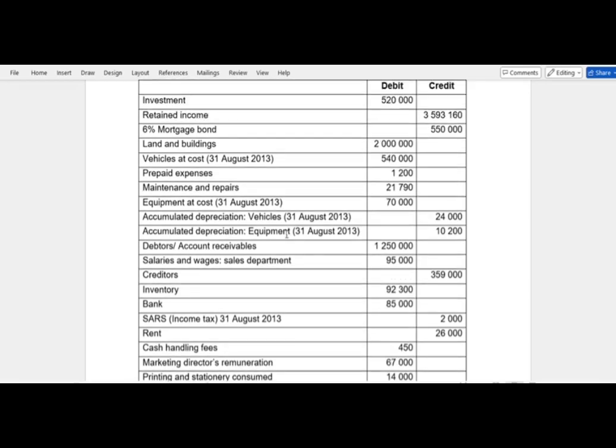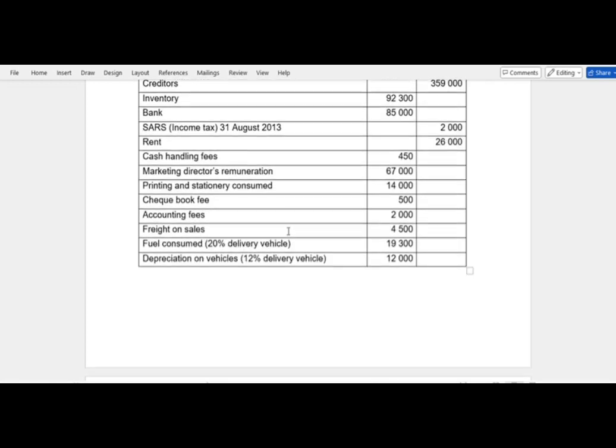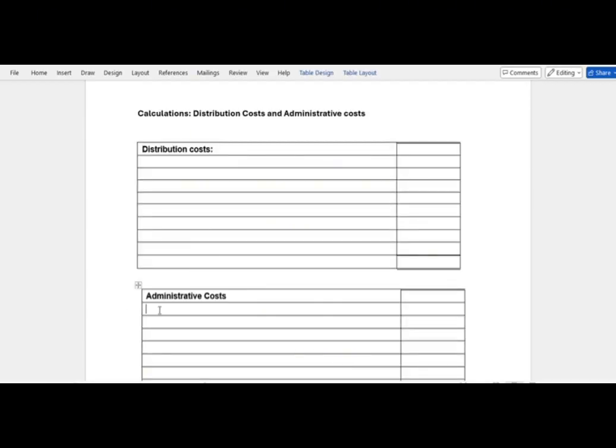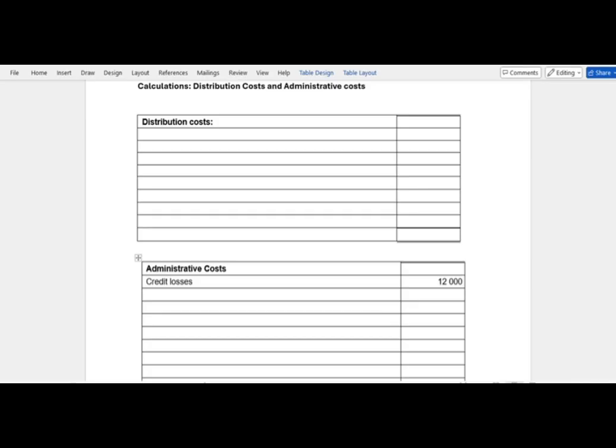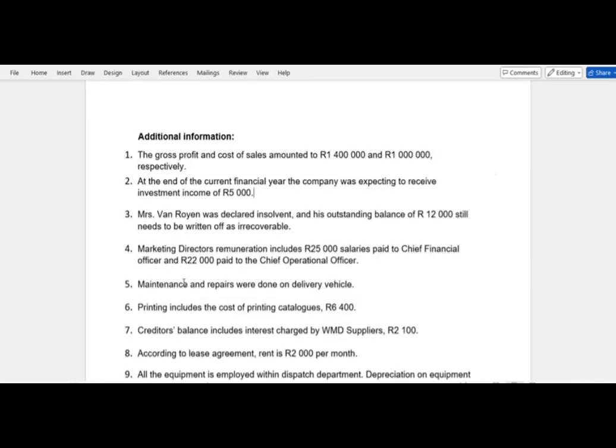By the look of things, I don't think there's any adjustment we need to make. We just copy and paste this 12,000 under our admin as credit losses or bad debts, right? So let's go to our answer sheet where we are doing calculations. This is admin, so credit losses, 12,000. And then we are done with that transaction because it affected one of the items that we need. Then let's go to the next transaction.